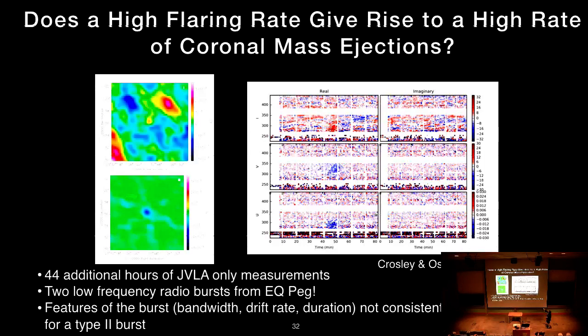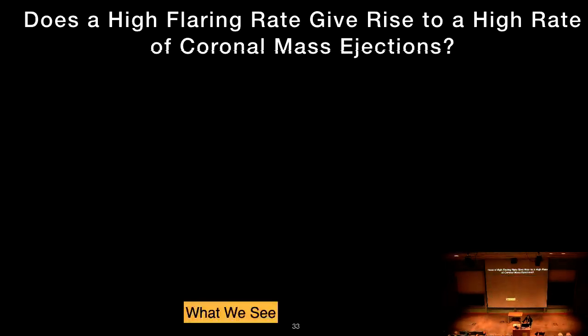There it is in the real component, and it's absent in the imaginary component. There's some polarization to it. However, one of the strengths of using this observational technique is that we can predict what the shape of the signal should look like based on our understanding of the atmosphere of the star. And the features of these bursts, namely the amount of frequency space that the burst traveled through, how fast it did that, and the duration, are not consistent with what we expect from a type 2 burst. So we didn't see any type 2 bursts.